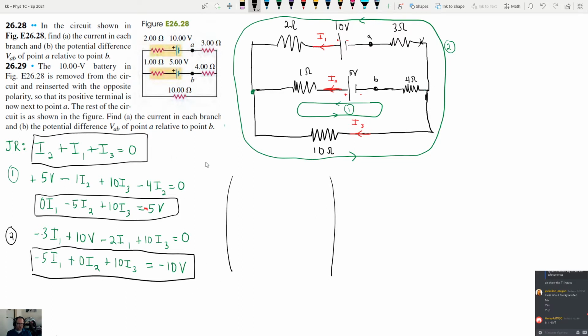This one's 1, 1, 1, 10. I don't really need to rearrange them because they're all positive. This one's going to be 0, negative 5, 10. Negative 5.